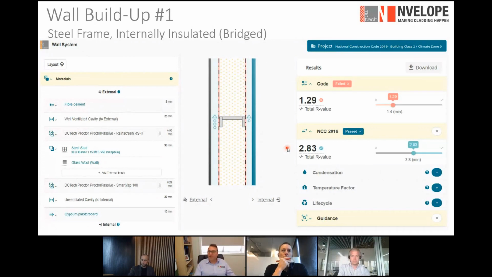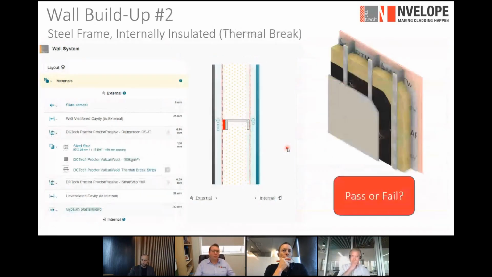So what we're doing now is taking the same wall, and this is wall build-up number 2, and we've replaced the vertical battens with the Vulcan wall non-combustible thermal break strips. By doing that, and you can see here, we haven't increased the wall size in any way. We've literally just replaced one element that was probably a low-performing element, which was creating a bridge, with a thermal break.